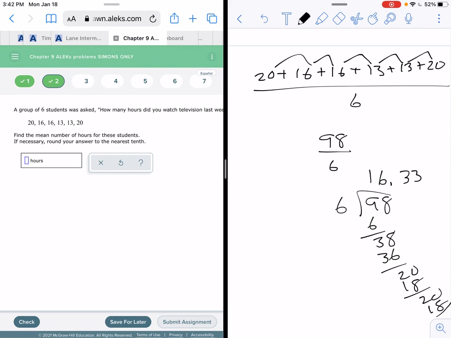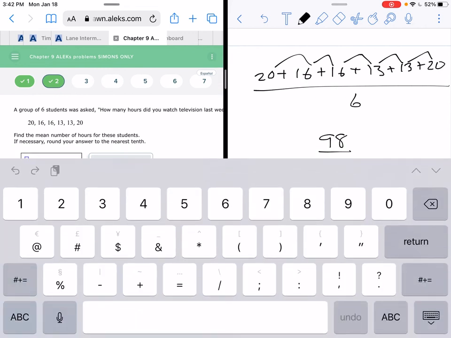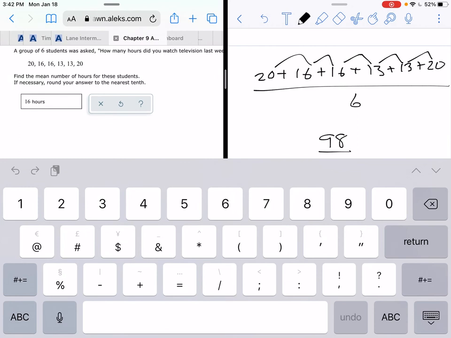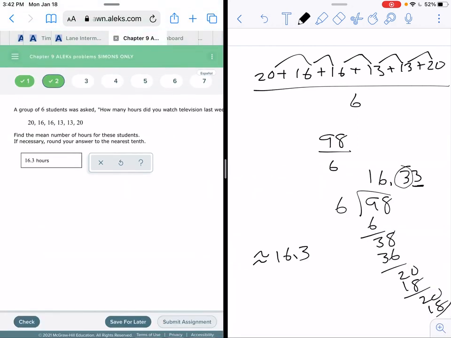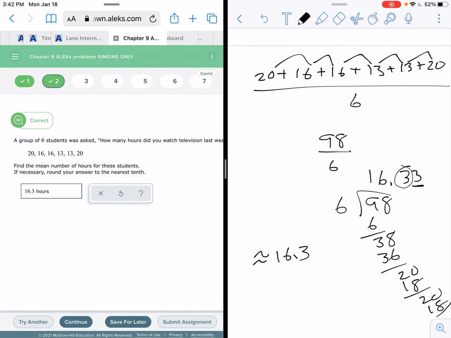So it's 16.3 repeating, but remember, we want to round to the nearest tenth, so we look at our hundredths place, which is a 3. And that 3 tells us we're going to keep this 3 exactly where it is. So our answer is approximately 16.3. So the average number of hours watched by this group of 6 students was 16.3 hours. All right, let's see how we did. See if ALEKS likes us. And it does. So I hope this is helping you with finding the mean of a data set.